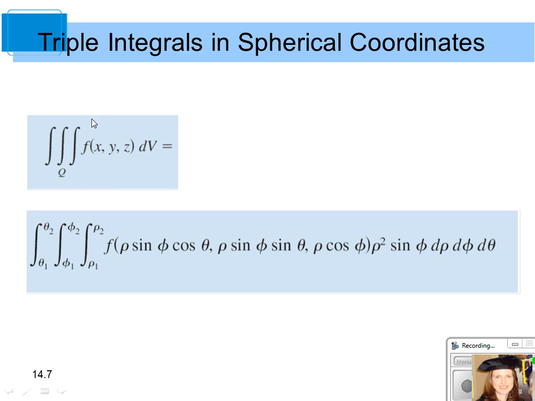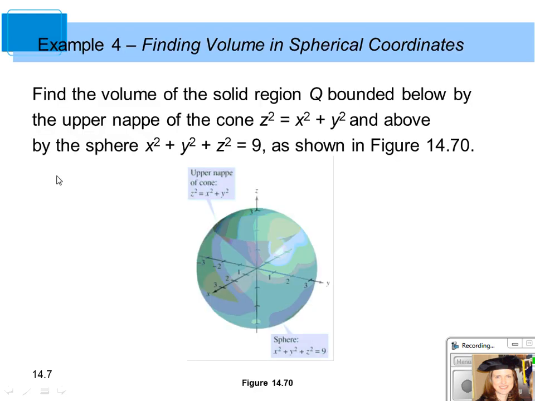If this is a triple integral without a function of x, y, and z before the dV, if it were simply a triple integral dV, that would give you the volume of the region Q. In this example, we want to find the volume of this solid region that's bounded below by this cone z squared equals x squared plus y squared, and above by the sphere. So the bottom of this region is the upper portion of the cone z squared equals x squared plus y squared. It looks like a little ice cream cone around the positive z-axis.